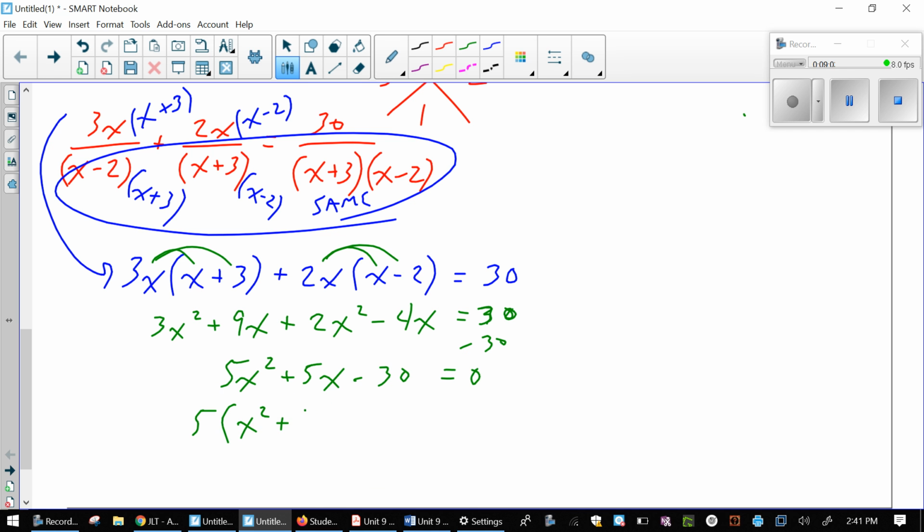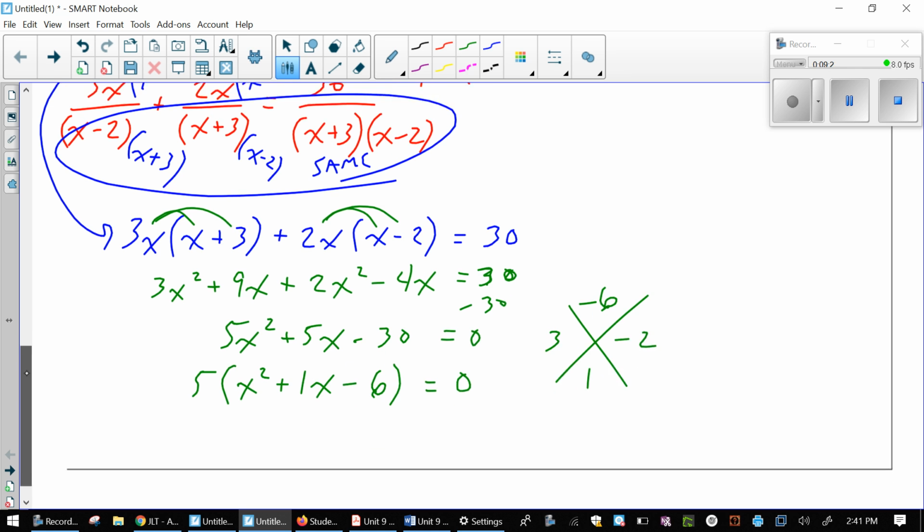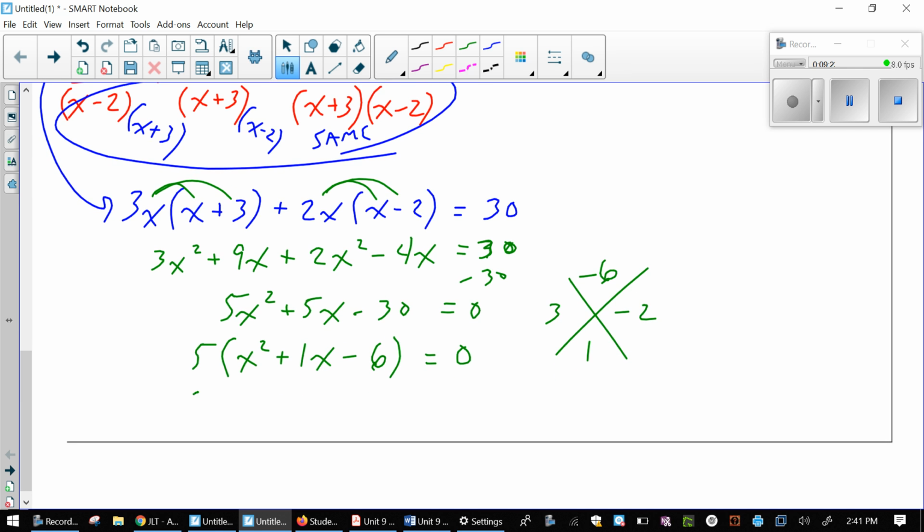All right, let's simplify. 3x squared plus 2x squared is 5x squared. 9x minus 4x is 5x. And I'm going to just go ahead and subtract this 30 over right away. And there we go. And look at this, just like last time, we can factor out a 5, and this makes our life so much easier. Let's do that. I'm going to leave a 1 here. And we're going to factor. Again, I need factors of negative 6 to add up to positive 1. That's going to be positive 3, negative 2, and we get 5 times x plus 3 and x minus 2 equals 0.